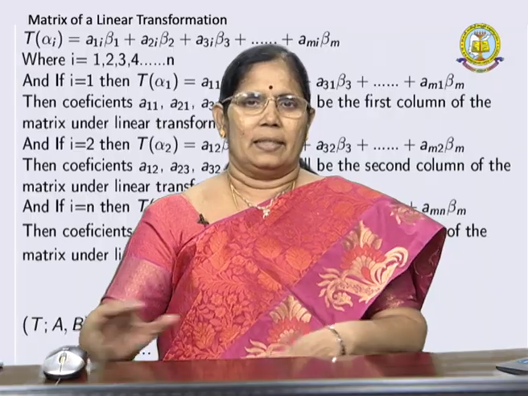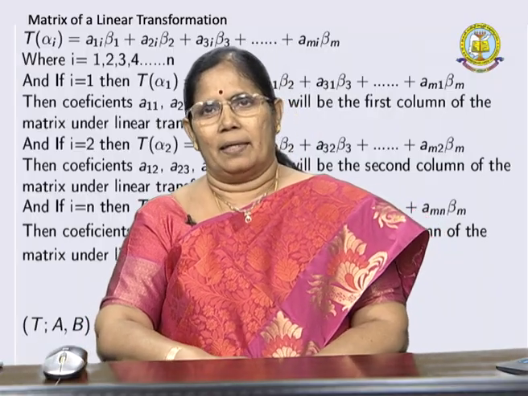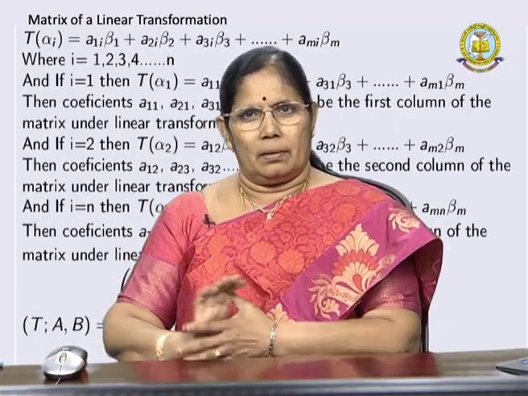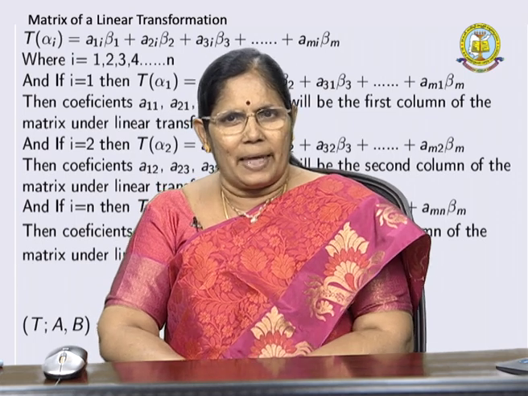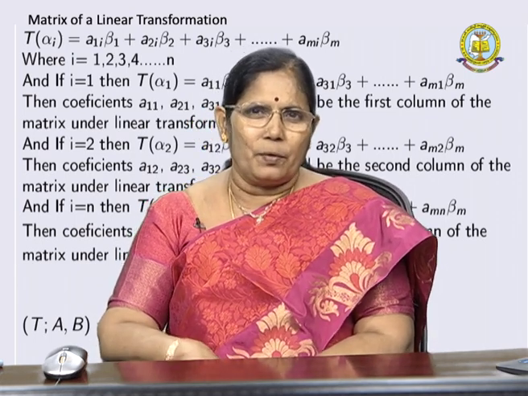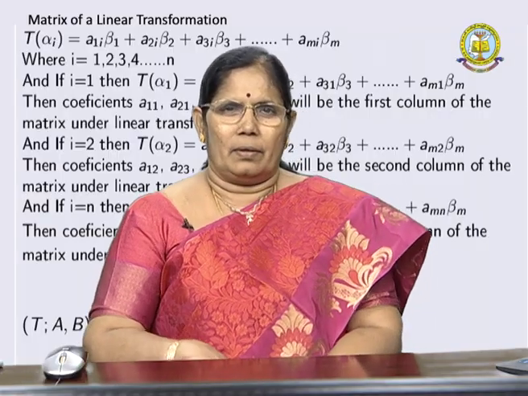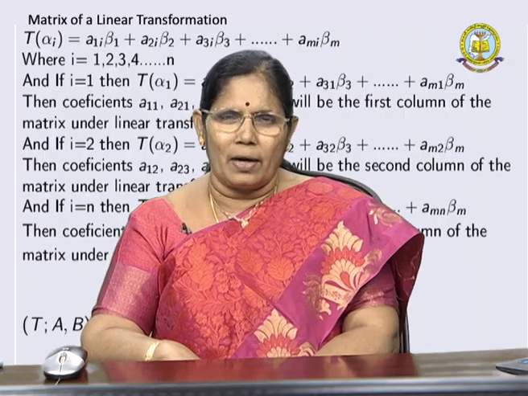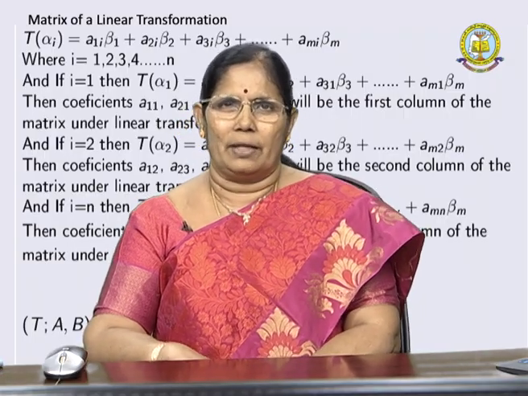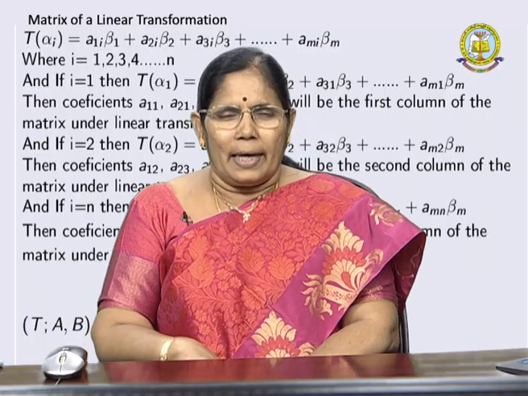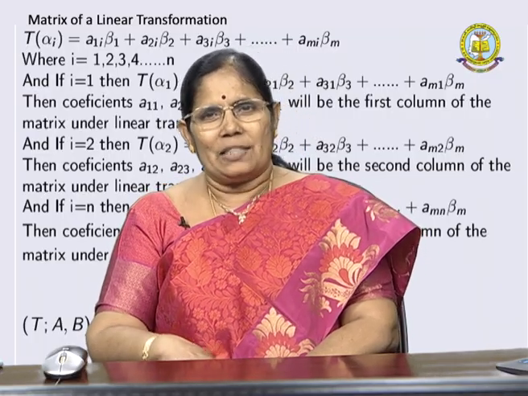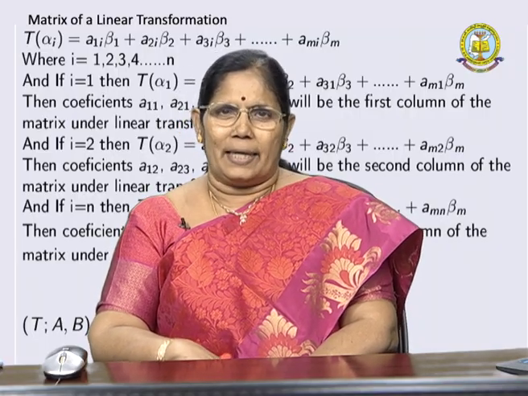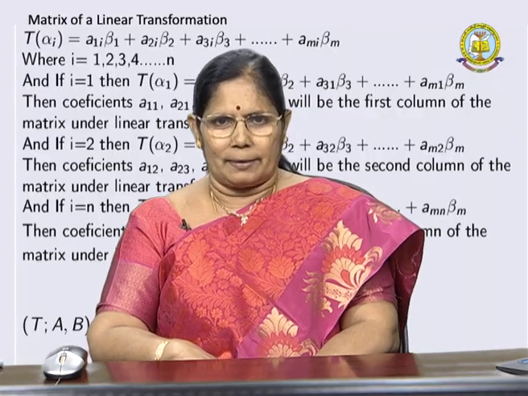So, students, in this lesson we have seen that the set of all linear transformations forms a vector space with respect to addition given by (T1 plus T2) at alpha equal to T1 alpha plus T2 alpha, and (C into T) of alpha equal to C times T of alpha. We defined the matrix of a linear transformation, and we have seen how to construct the matrix for a given linear transformation.